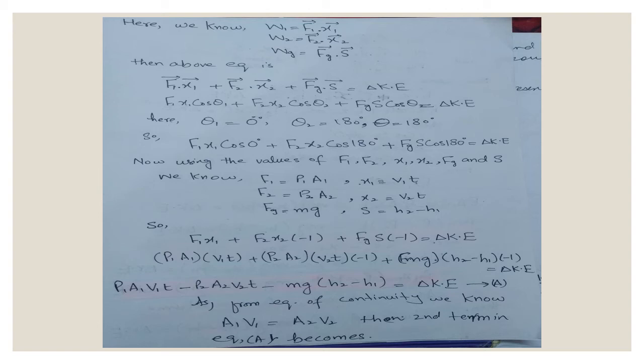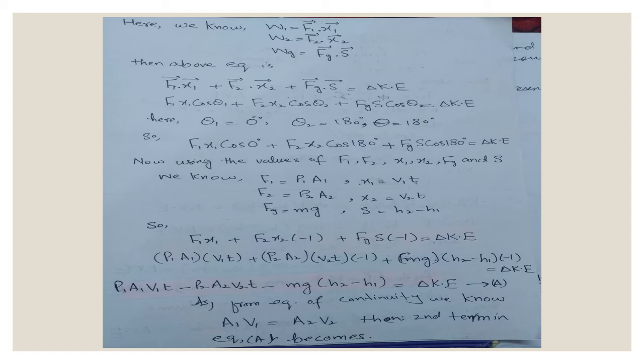Now using the values F1 is equal to P1 A1 and x1 is equal to V1 t, F2 is equal to P2 A2, x2 is equal to V2 t, Fg is equal to mg and s is equal to h2 minus h1. Substituting the values, F1 x1 plus F2 x2 into minus 1 plus Fg s into minus 1 is equal to the change in kinetic energy. Substituting all the values and rearranging, we get P1 A1 V1 t minus P2 A2 V2 t minus mg into h2 minus h1 is equal to the change in kinetic energy.